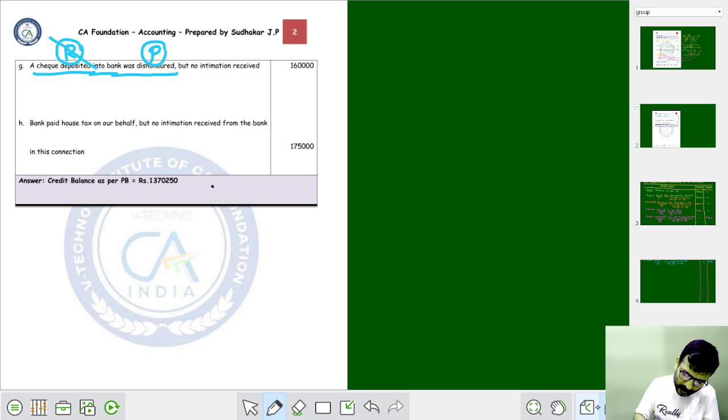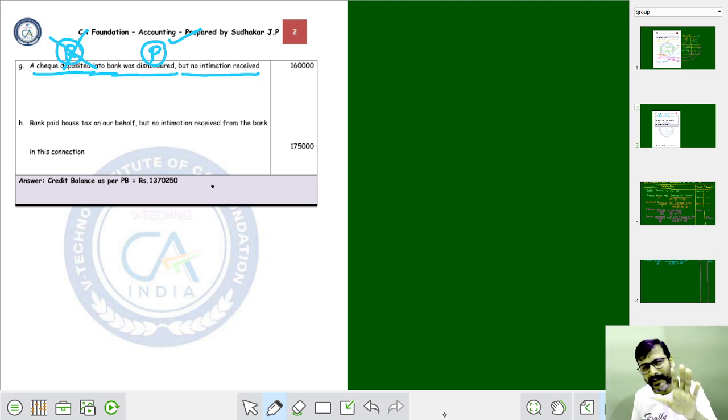So we have to ignore this deposit receipt. We have to concentrate only on the dishonor, called payment, right? But no intimation received. No intimation received means what? When a check gets dishonored, when bills get dishonored, the cashier of a business is supposed to get the information. Only after receiving the information will the cashier make an entry in the cash book.